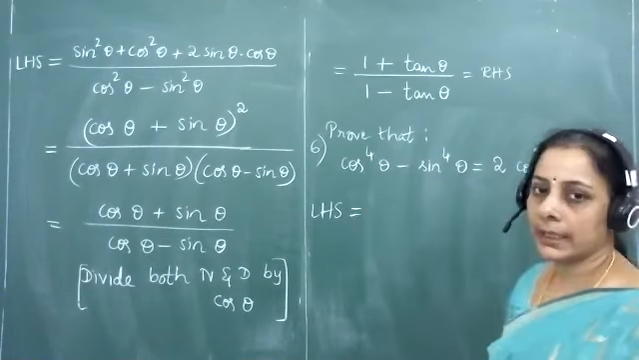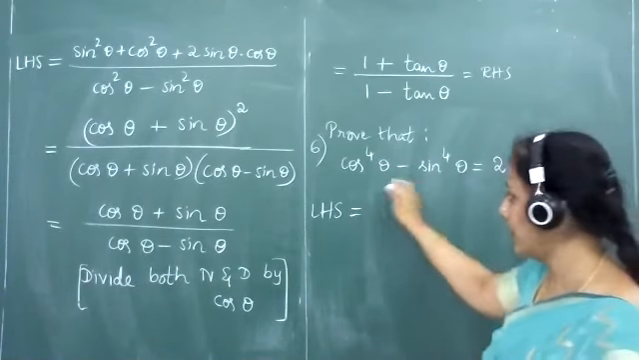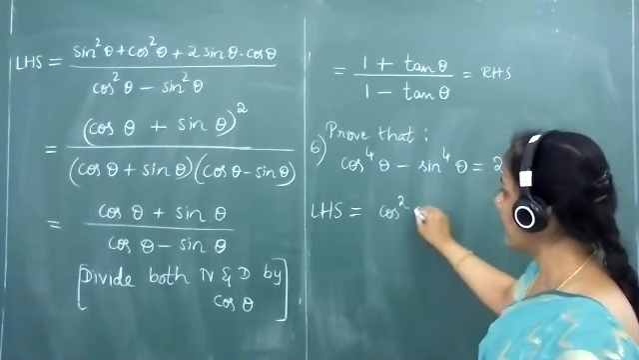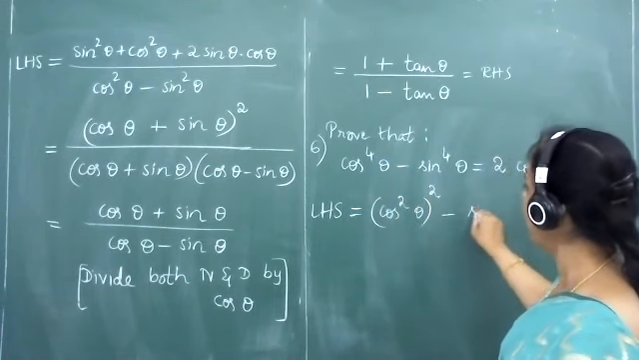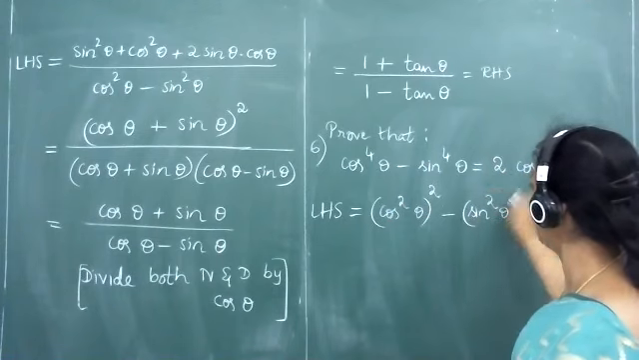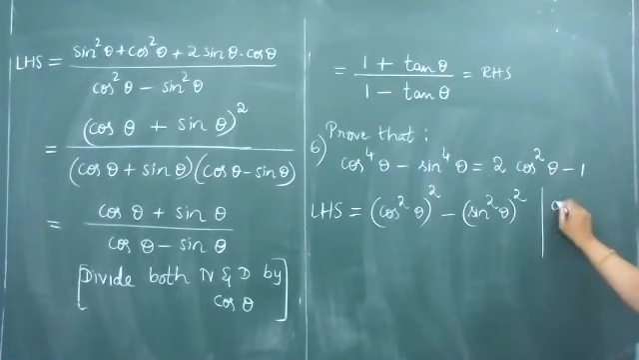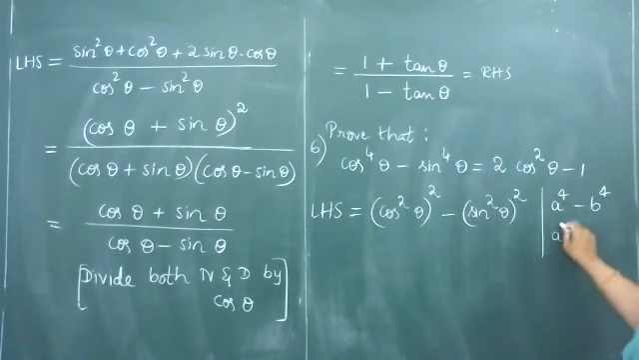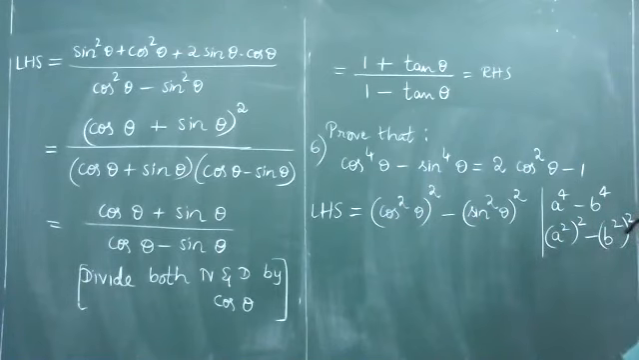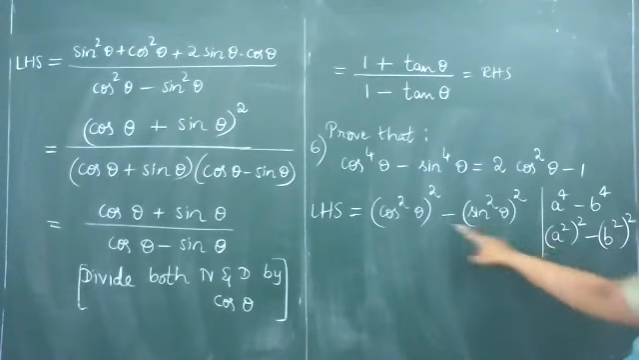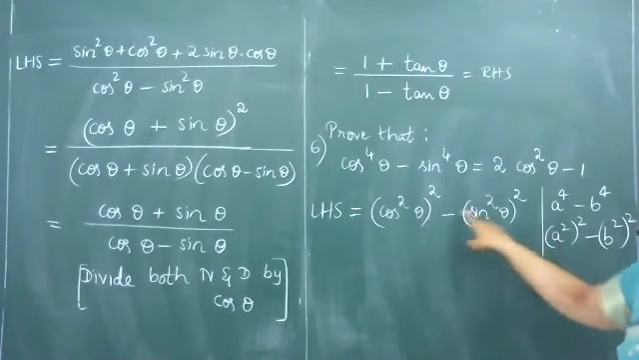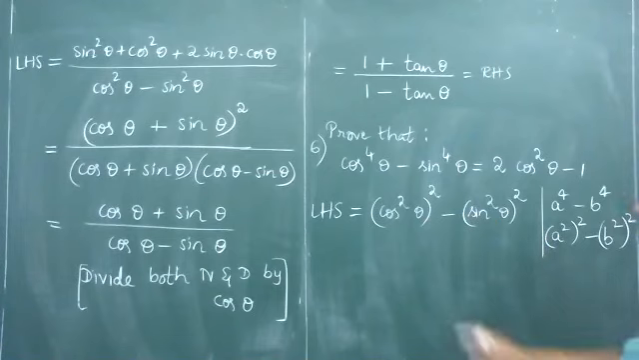Cos power 4 theta minus sin power 4 theta can be taken as cos square theta the whole square minus sin square theta the whole square. If I have an expression in the form a power 4 minus b power 4, then it can be rewritten as a squared the whole square minus b squared the whole square. This we have learnt in theory of indices in first year classes. The same, instead of a and b, we are using trigonometric functions.